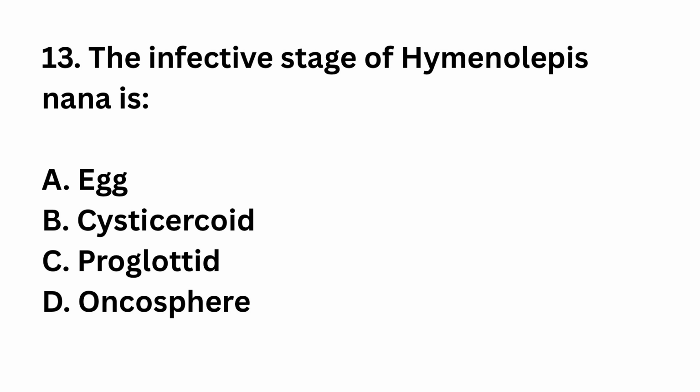Question number 13. The infective stage of Hymenolepis nana is egg, cysticercoid, proglottid, oncosphere. The right answer is option A, eggs. Eggs are directly infective to humans. Auto-infection helps maintain chronic infection.